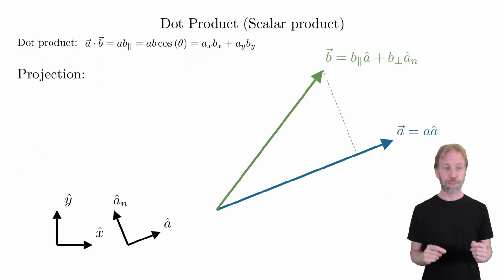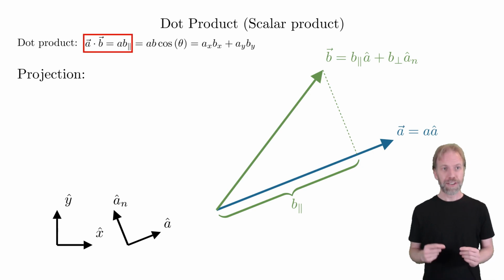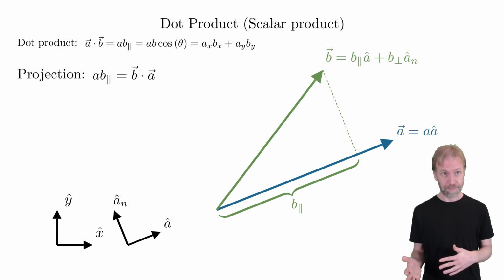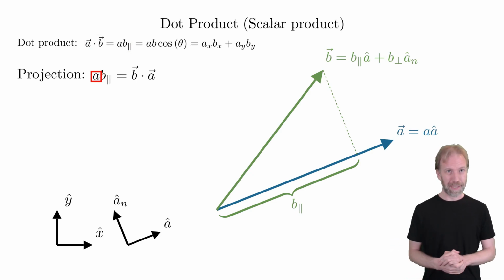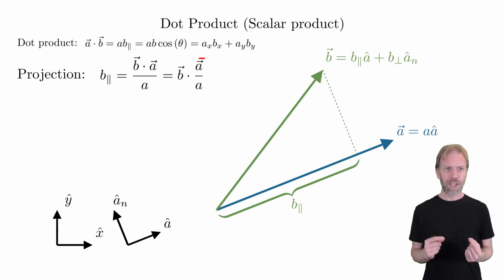The next topic is projection. Assume that we know A and B and want to calculate the value of B parallel. This would be the scalar projection of the vector B on the vector A. We can relatively easily get an expression for B parallel from the dot product. Simply divide by its length A. We know from the definition of unit vectors that the vector A divided by its length is the unit vector A hat.